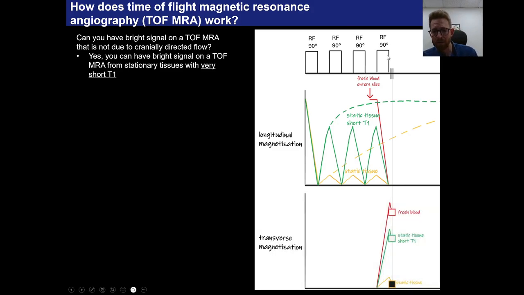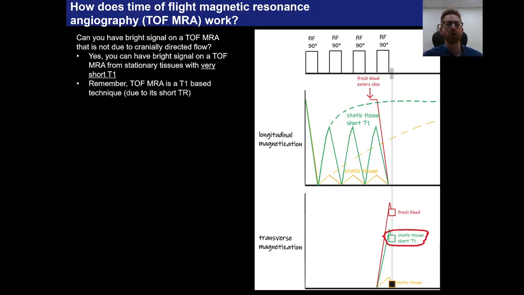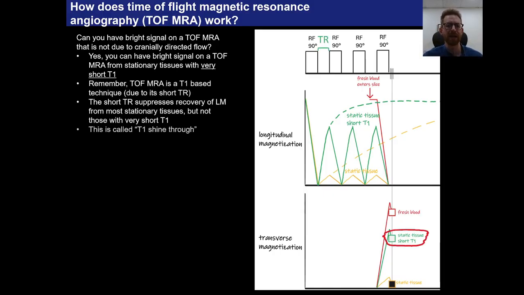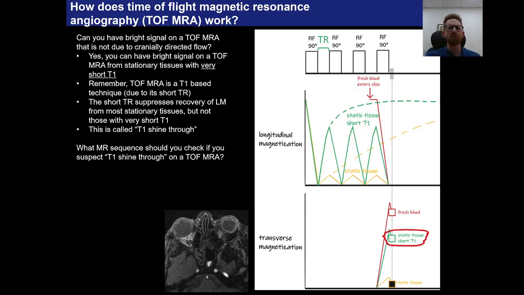As a result, when we do that next 90-degree RF pulse, there's still going to be some signal associated with that short T1 tissue. So this is what's known as T1 shine through, okay? And this is something we have to be careful of. When we're looking at a time of flight MRA, we shouldn't just assume anything that's bright is flow. It could also represent tissues with a very short T1. So how would we figure this out? How do we distinguish T1 shine through from an aneurysm or something?